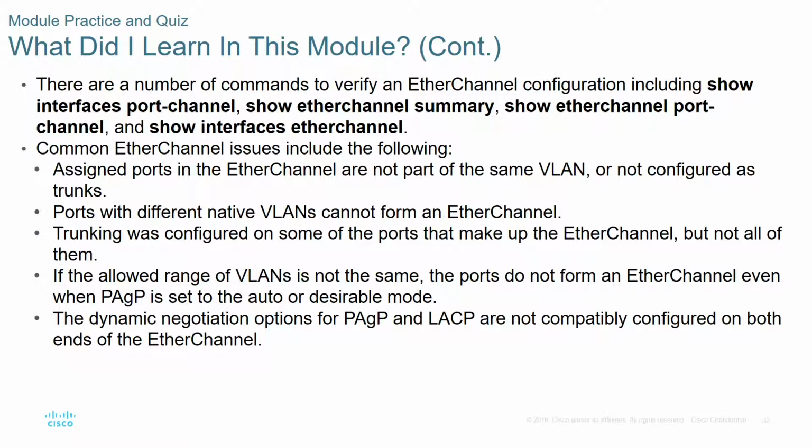Common EtherChannel issues include the following. Assigned ports in the EtherChannel are not part of the same VLAN or not configured as trunks. Ports with different native VLANs cannot form an EtherChannel. Trunking was configured on some of the ports that make up the EtherChannel, but not all of them.